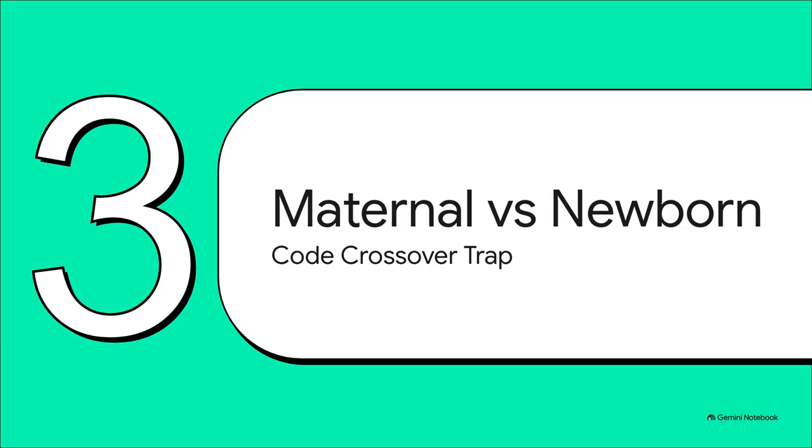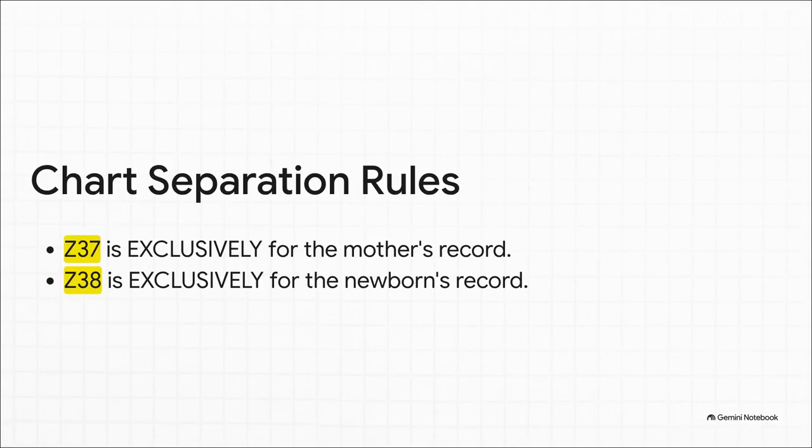Trap number 3, maternal versus newborn records. What's really fascinating about this one is how it draws the ultimate boundary line in obstetric coding. You must treat the mother and the newborn as 2 entirely separate coding universes. Board exams love to use these crossover distractors to weed out unprepared test takers. Category Z37, which is outcome of delivery, belongs exclusively on the mother's record. Category Z38, for a live-born infant, belongs exclusively on the newborn's initial birth record. Mixing them up on an exam is an instant fail.